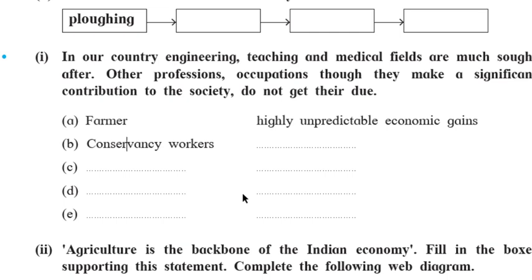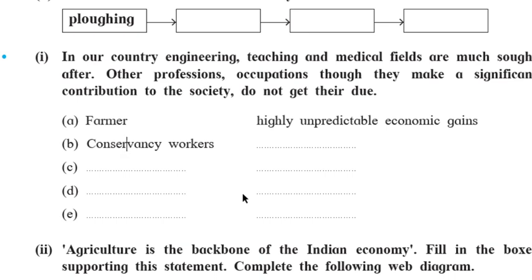One of them is the farmer. Nobody wants to become a farmer, but everybody wants the things which are created by the farmer. Why are people not preferring the farmer's occupation? Because of the highly unpredictable economic gain. Sometimes you can get lots of things, a huge profit, and sometimes you will lose everything.